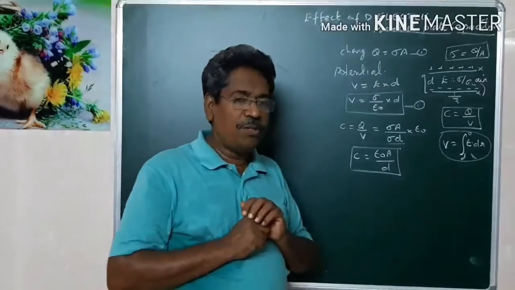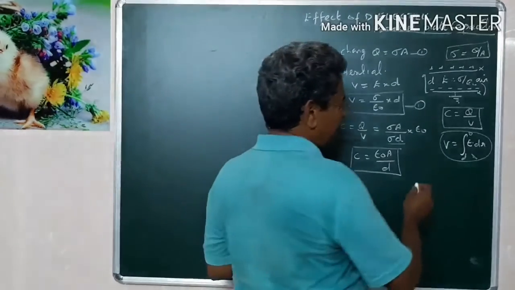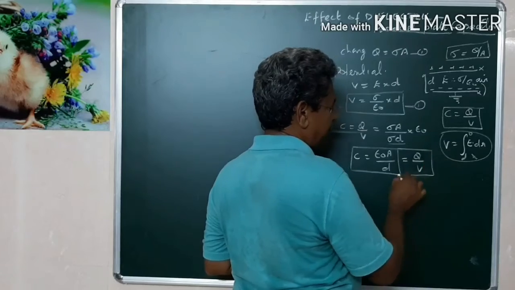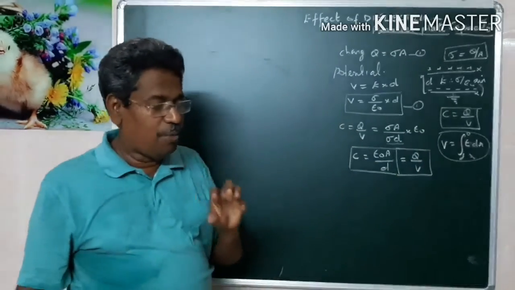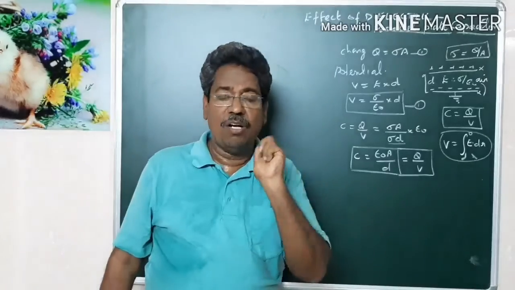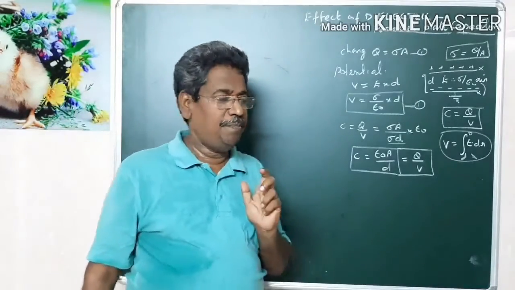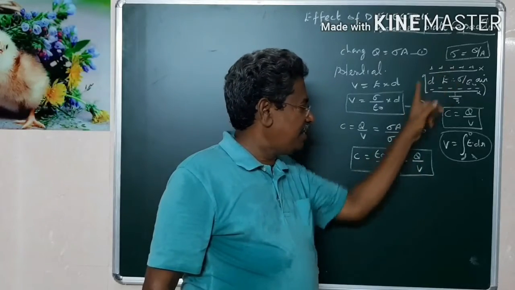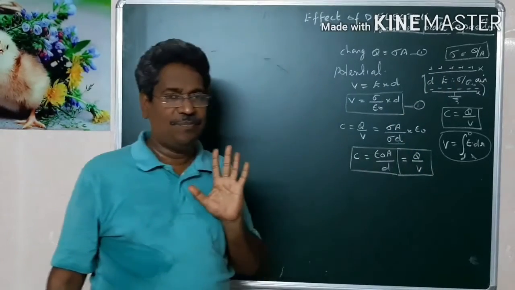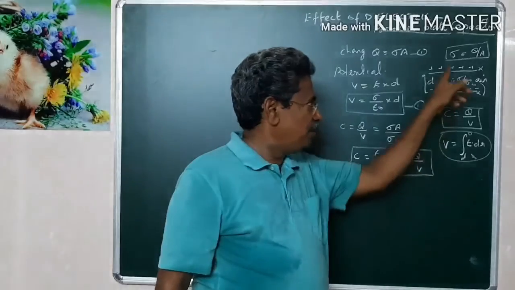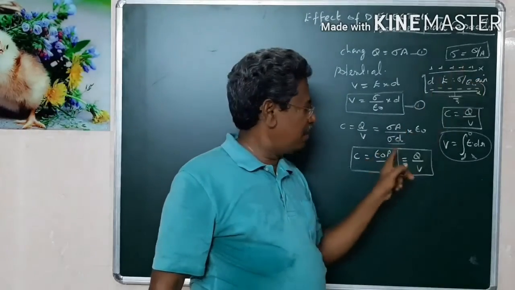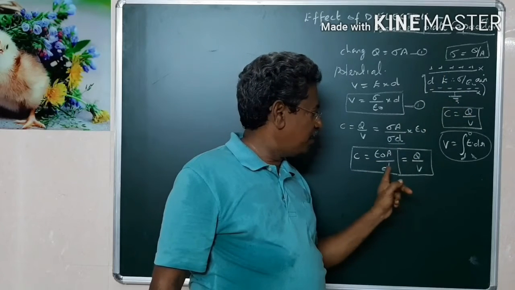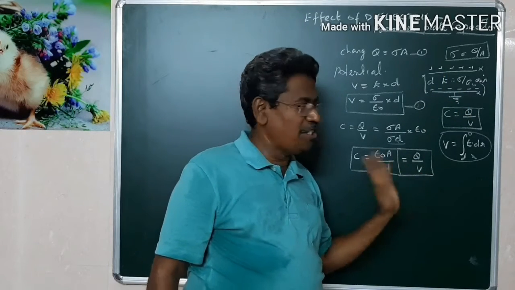One more point we want to insist you here is, we know that C is equal to Q by V. Now I want to make a small interpretation based on Q is related to area. When the area increases, naturally Q increases. Therefore, the Q given to the plate depends upon the area, and the potential between the two plates depends upon the D. If the D increases, potential will increase.